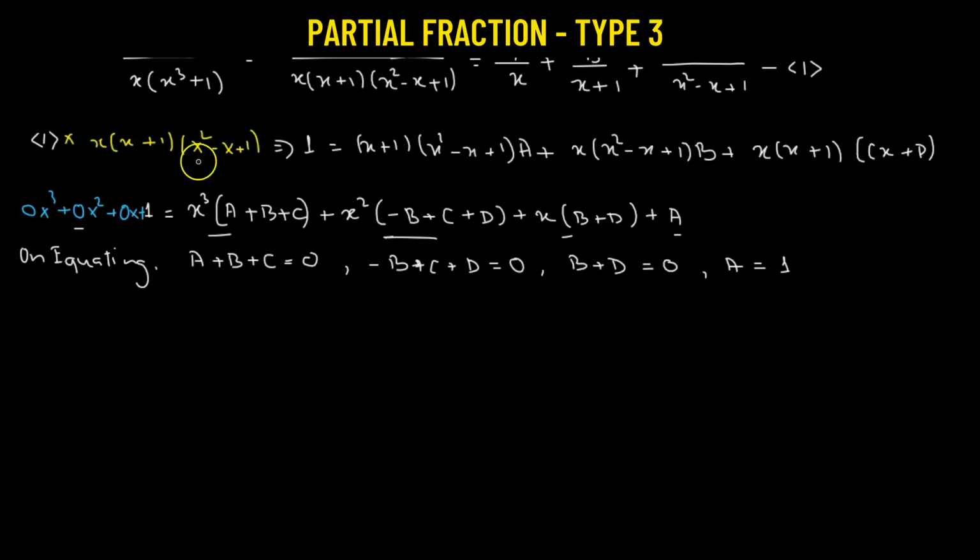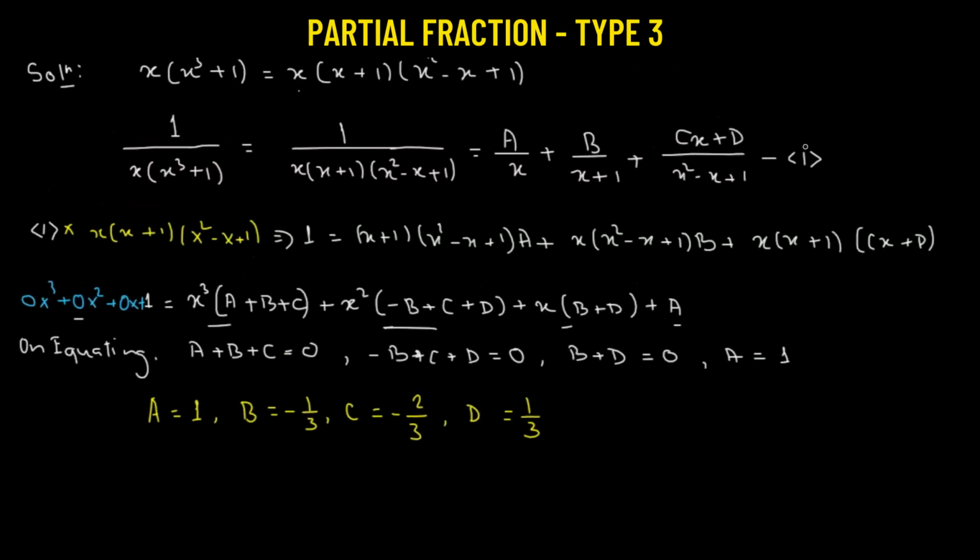So I'll specify the values here. A we have already obtained, and it is equal to 1. B comes out to be negative 1/3. The value of C comes out to be negative 2/3. And finally, the value of D comes out to be positive 1/3. So now that we have the values of A, B, C, and D, we can replace them back in equation number 1, and let's do that.